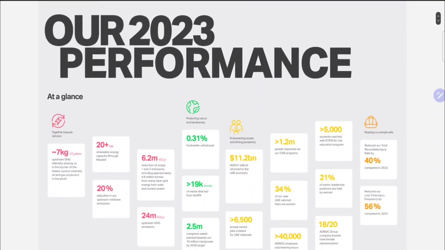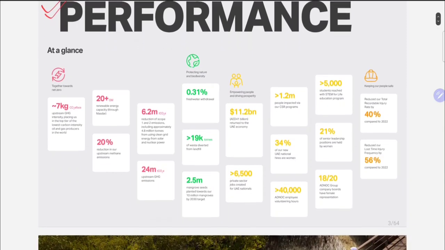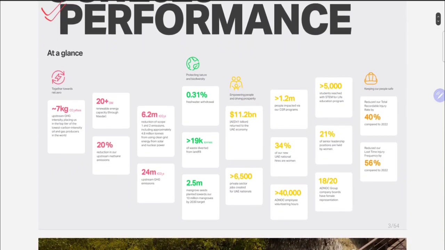Then in the next page you see the performance highlights for 2023 against certain key focus areas plus materiality topics. Let's say, for GHG emissions, renewable energies, removing or reduction of methane, reduction of scope 1 and 2 emissions, then upstream GHG emissions, then related to the environment, other metrics like protecting nature and biodiversity, waste diverted from landfill, mangrove plantations.